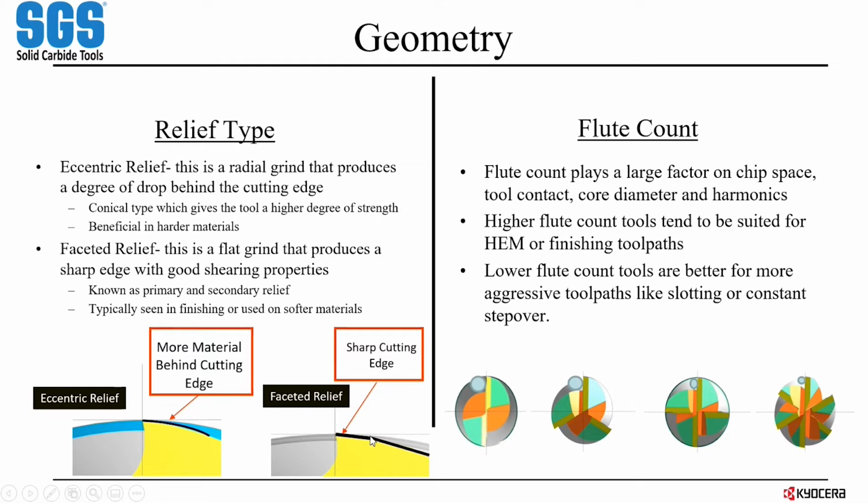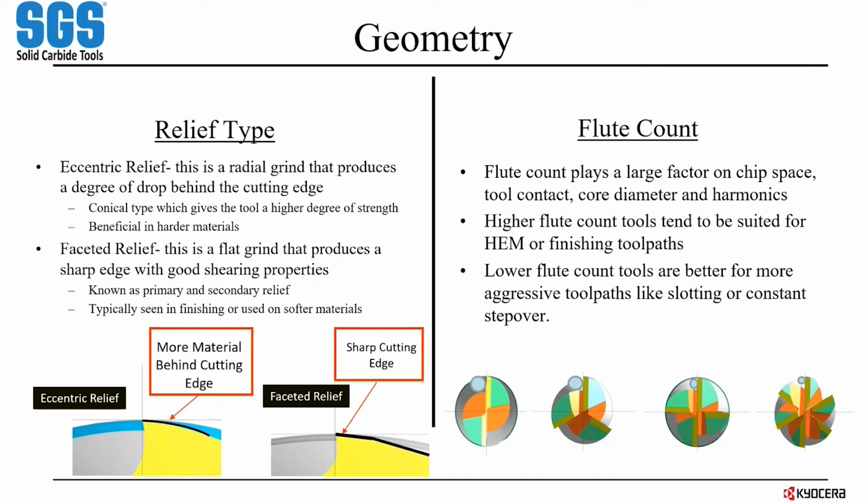The faceted relief is a double grind, traditionally a primary and secondary, so it drops off from the edge quickly and then it drops off even more from there. This is going to produce a really sharp edge that will help you get a really good finish, but you just don't have as much meat behind that edge, so it is more fragile. Again, it depends on what you're trying to do as to which one may be better suited.